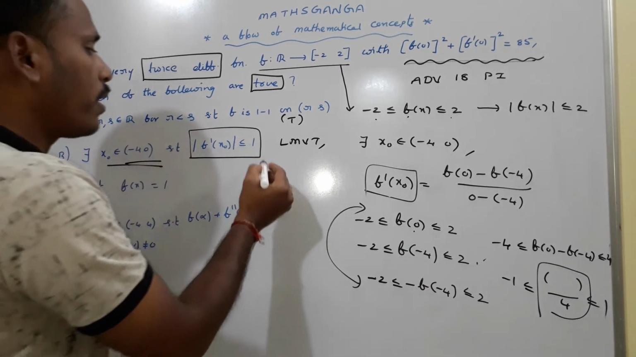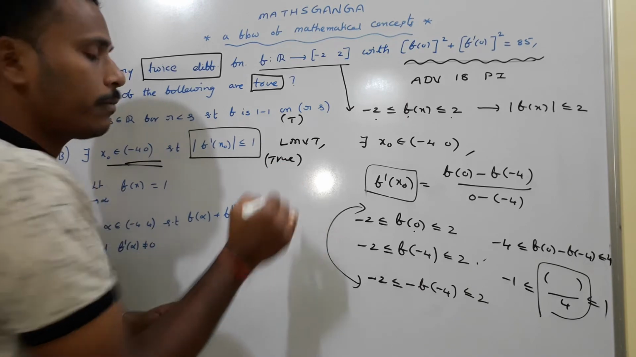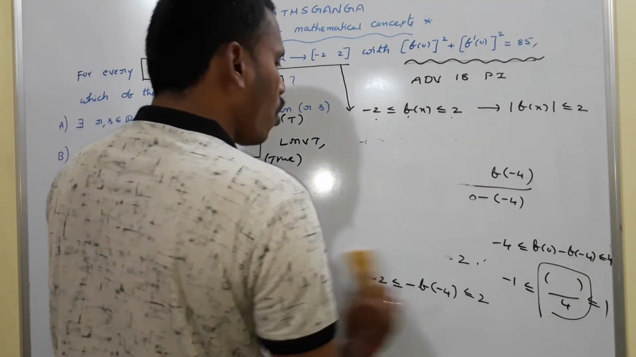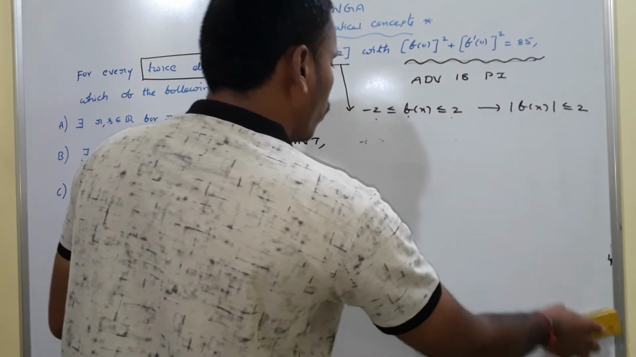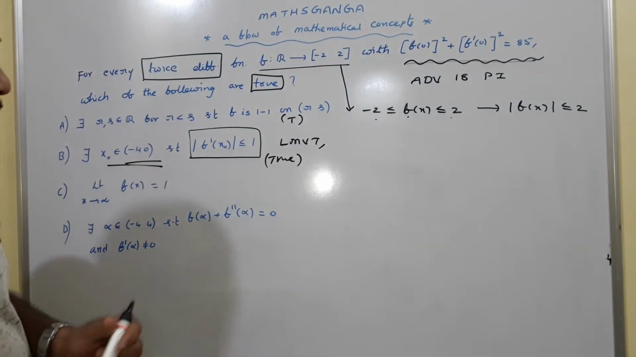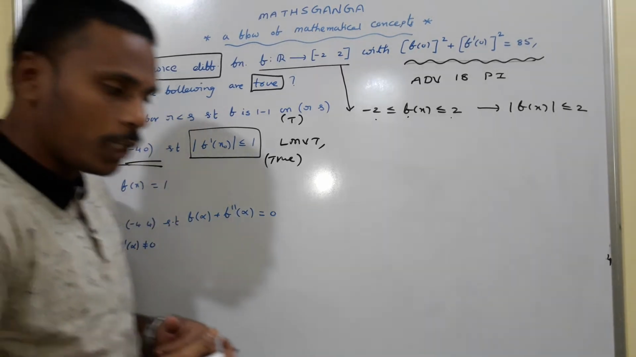So the second statement is also a true statement. Then we need to check whether the third statement given is true or false. To check that one, what is given? Limit x tends to infinity f of x is equal to 1. Whether it is true or false, we need to check.